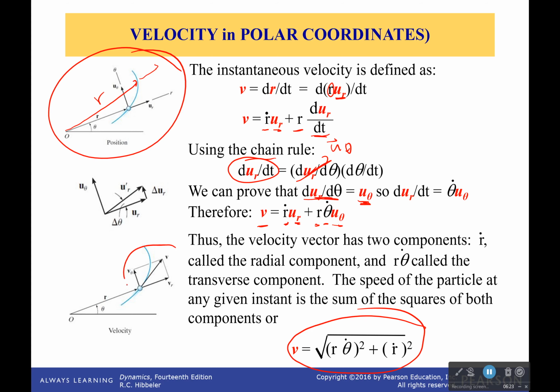As you can see in this little one right here, the velocity is always going to be tangent to the curve. However, both of these components will not necessarily be.